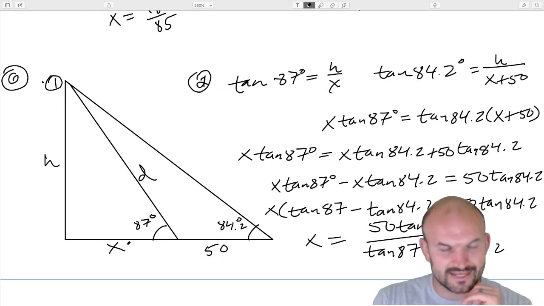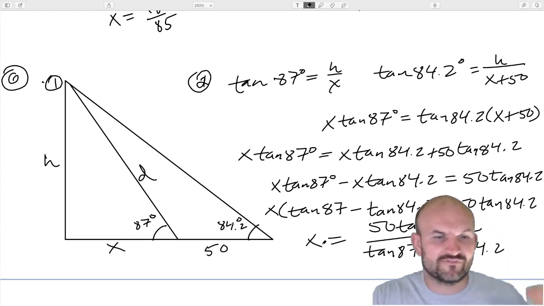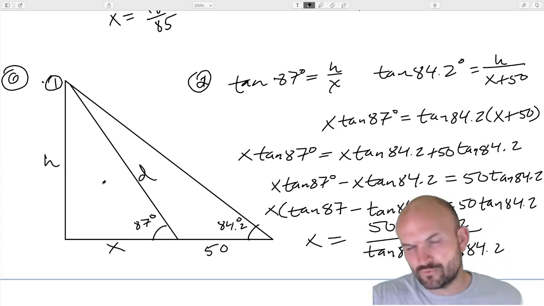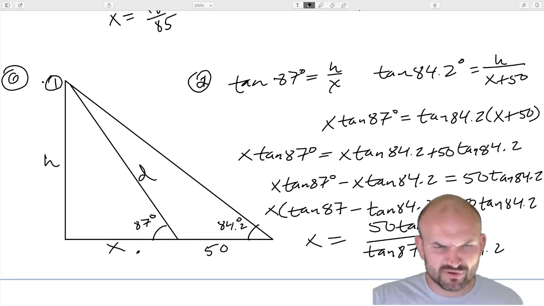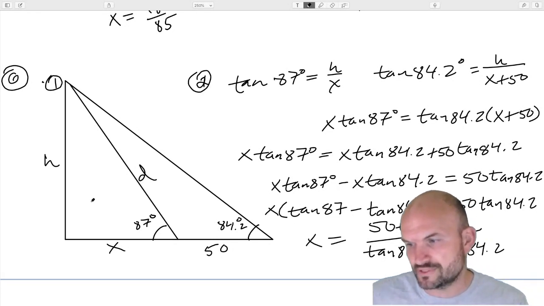You can find x. And then the two questions the student had to figure out were: what is h and what is d? So now that you've figured out x, you can just pick one of the triangles, preferably the smaller one, and go ahead and solve for h and d. So hopefully that helps you out.